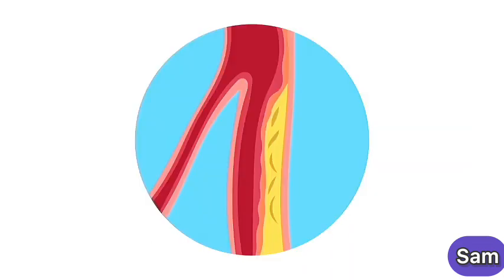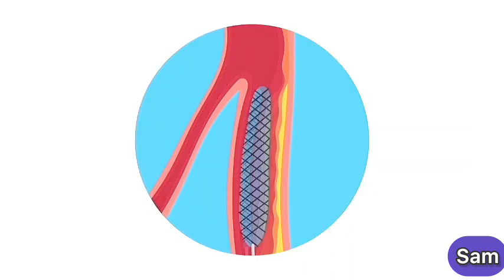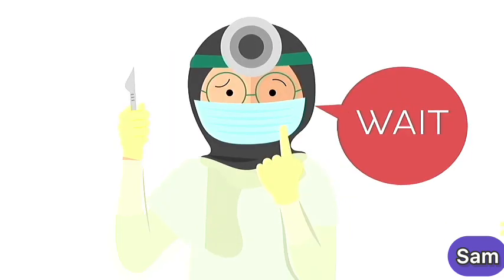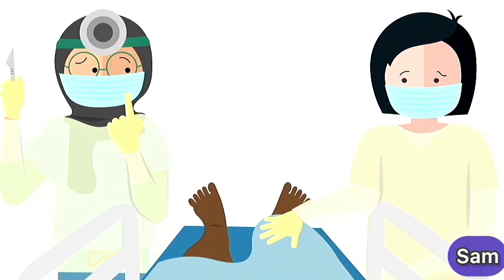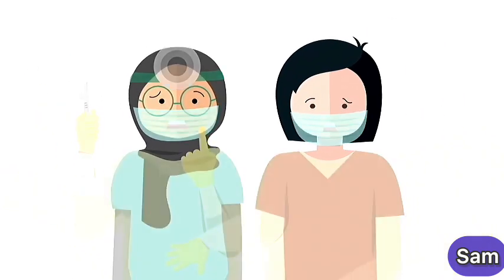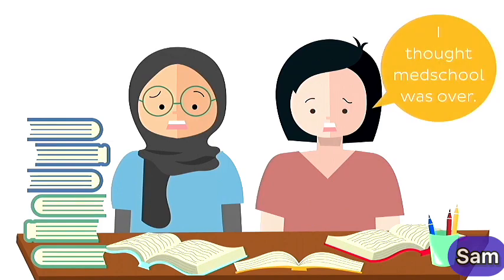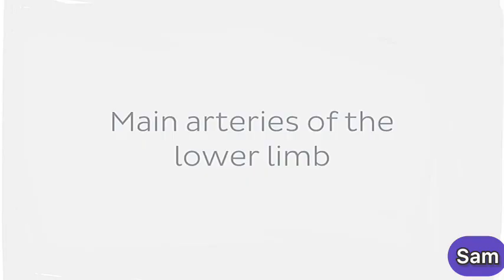But are we ready? We're about to go in to do a percutaneous transluminal angioplasty of the femoral artery. But wait, where should I make the incision? And actually, where do I find the artery? Maybe we should revise the main arteries of the lower limb before we begin, which is exactly what we're going to learn about today.